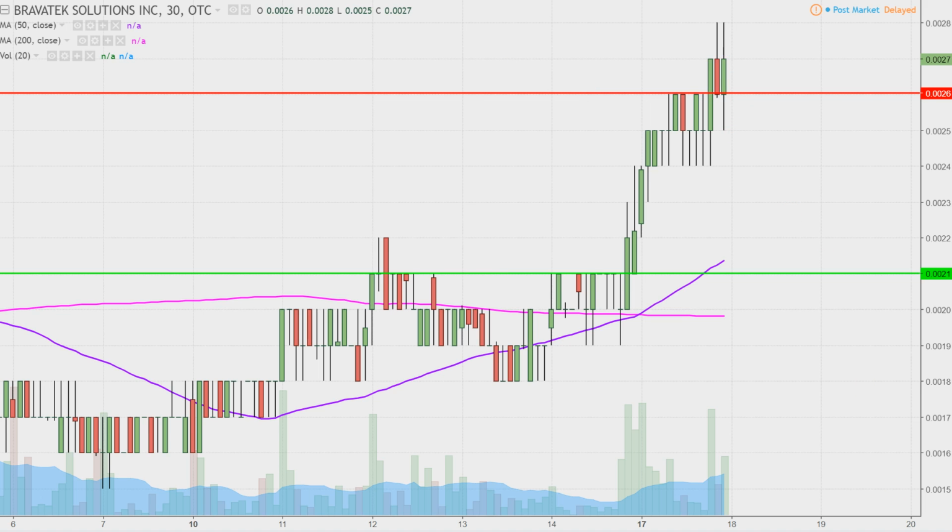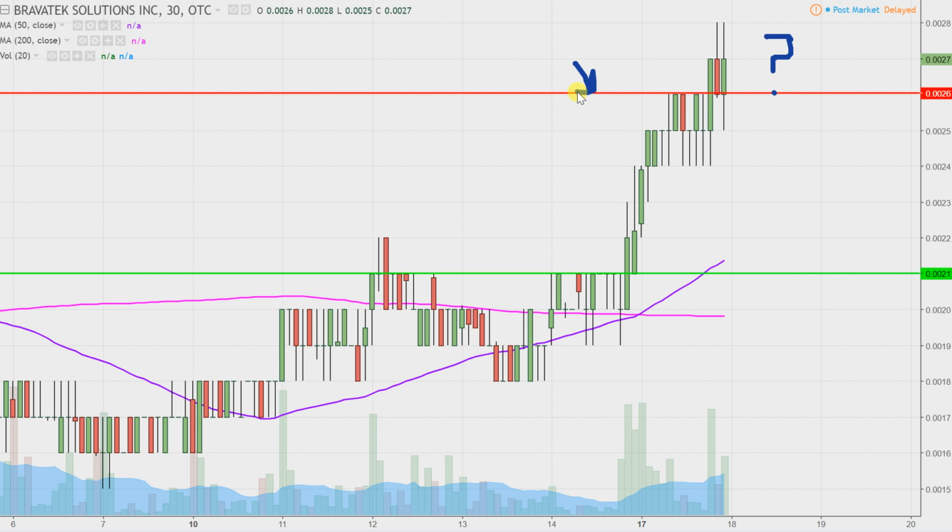This is definitely the big question that would be on my mind, and on other people's minds that use charts. And that is the question that revolves around, is today's price action a true break? A true break of what? Well, a true break of the resistance. A true break having two parts.